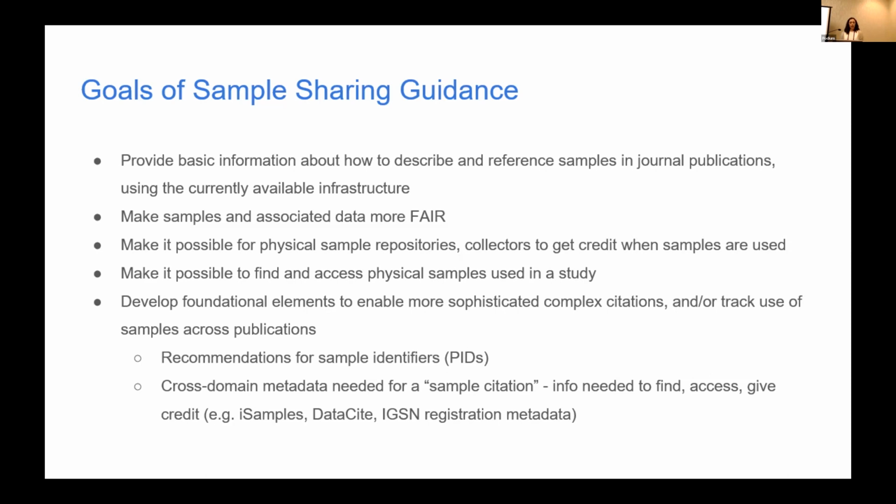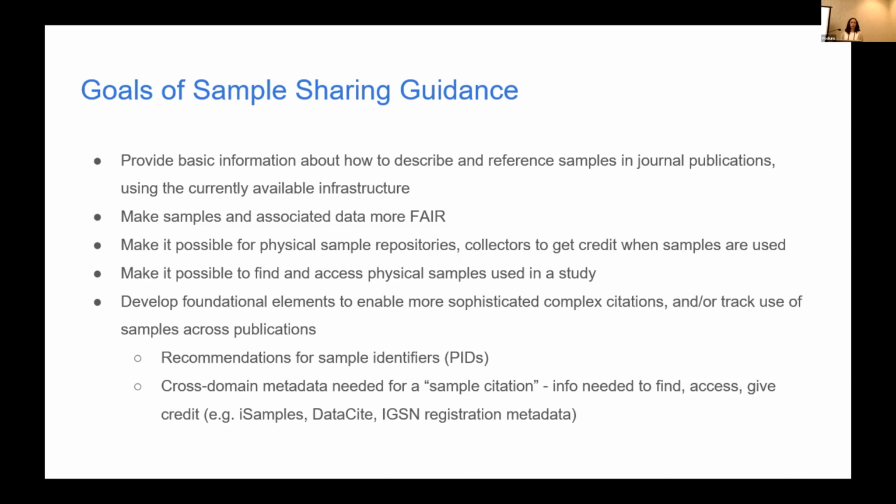The second is to make samples and associated data more FAIR. We want to make it possible for physical sample repositories and collectors to get credit when samples are used. We want to make it possible to find and access physical samples that are used in a study that you may be reading. And overall, we want the guidance to provide information on the foundational elements that would enable more sophisticated, complex citations, and/or to track use of samples across publications in the future, potentially, or even using automated tools today.